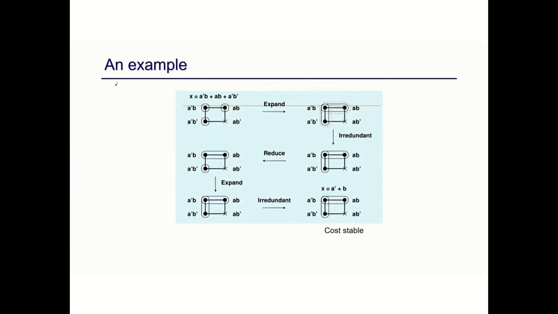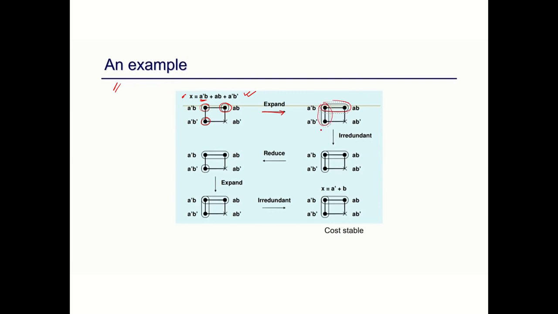So another example is shown for your better understanding. So x is equal to a bar b plus ab plus a bar b bar. For this particular condition, this a bar b is this one, a bar b bar is this one, ab is this position. So how can we do the expand? By making the covering. Covering is possible in this way. This is the covering and this is the covering.